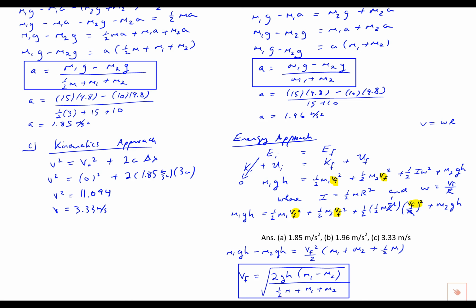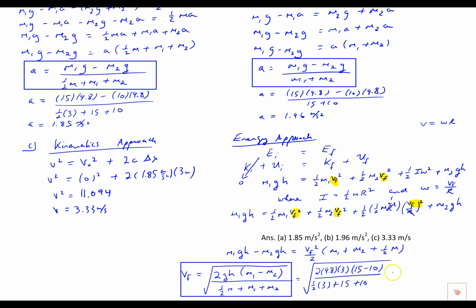And then we could substitute, if we wish, putting in our values for m1, m2, m, and h of 3 meters. And plugging into your calculator, you'll get an answer of 3.33 meters per second. And that's it for this rather long problem.